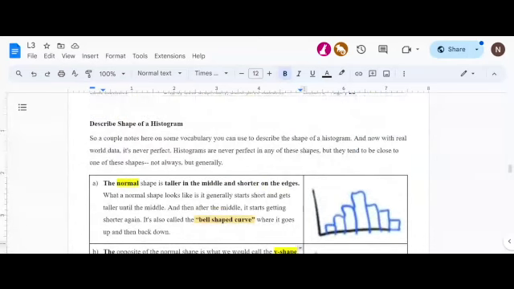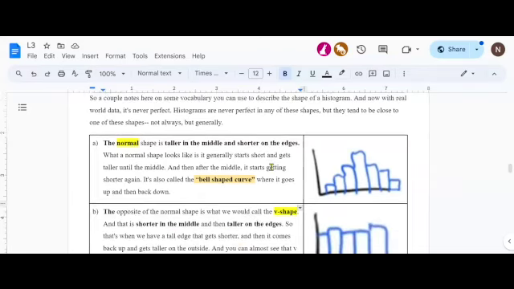Describing the shape of a histogram. So a couple notes here on some vocabulary you can use to describe the shape of a histogram. And now with real world data, it's never perfect. Histograms are never perfect in any of these shapes, but they tend to be close to one of these shapes. Not always, but generally.